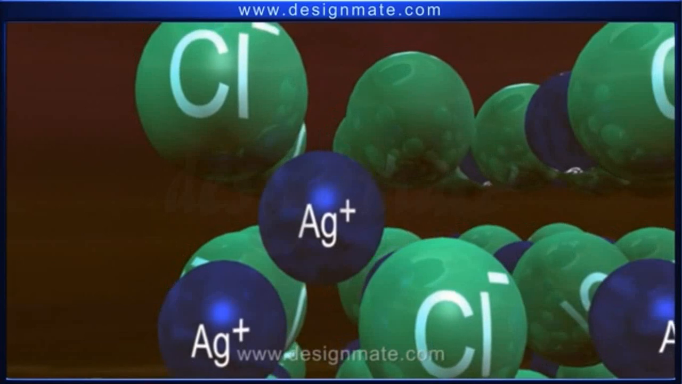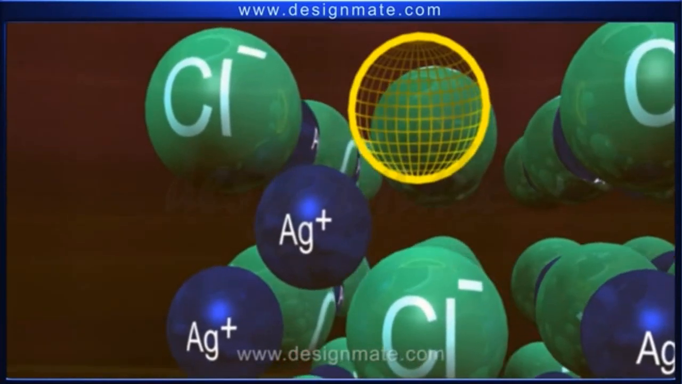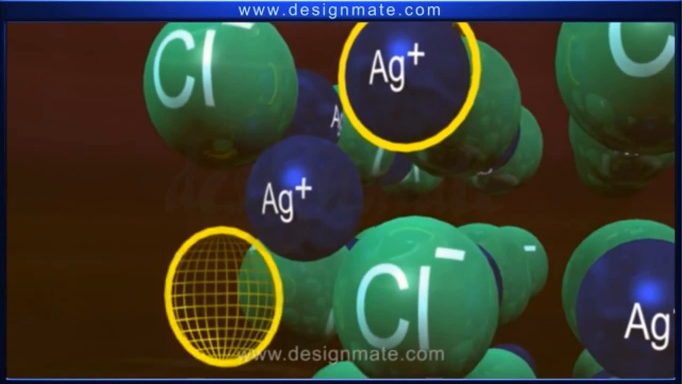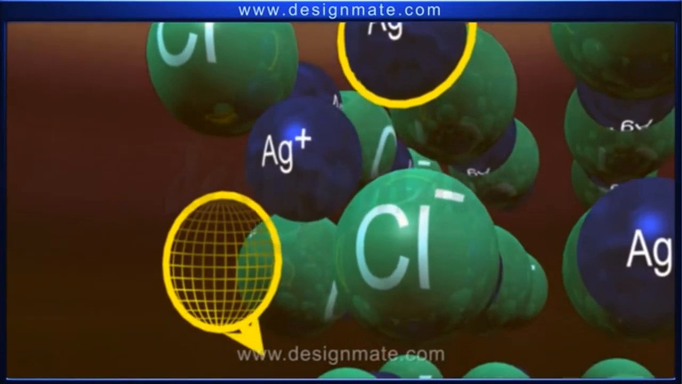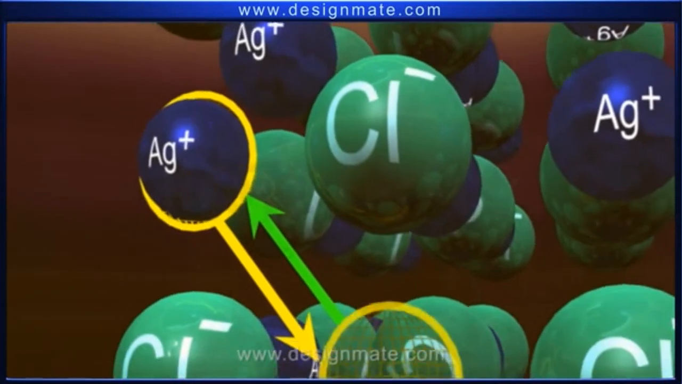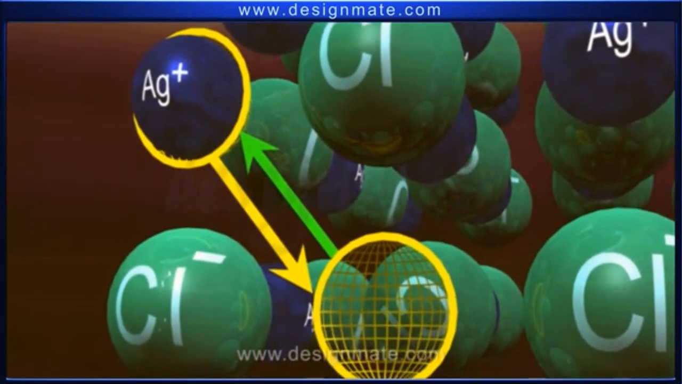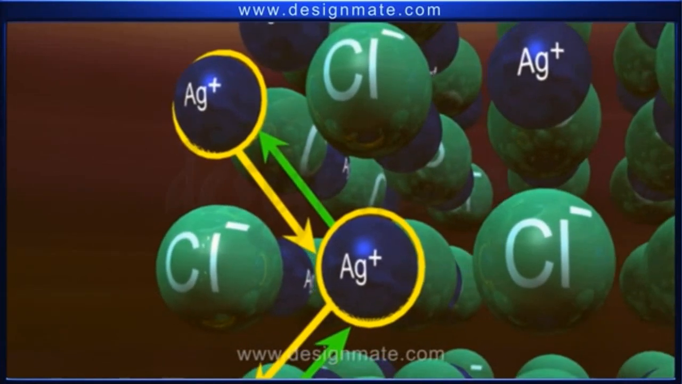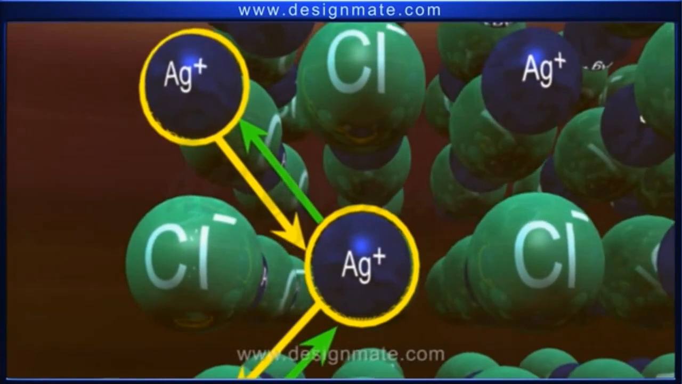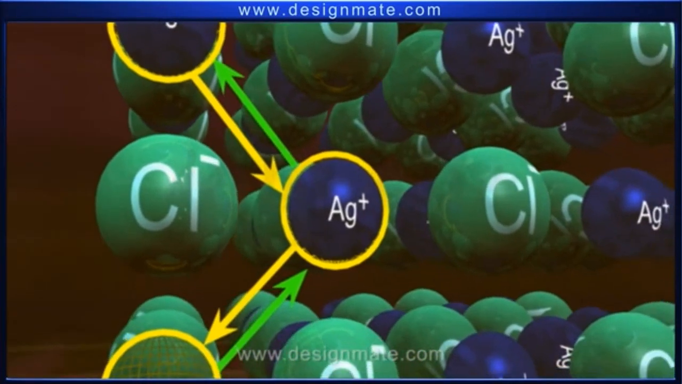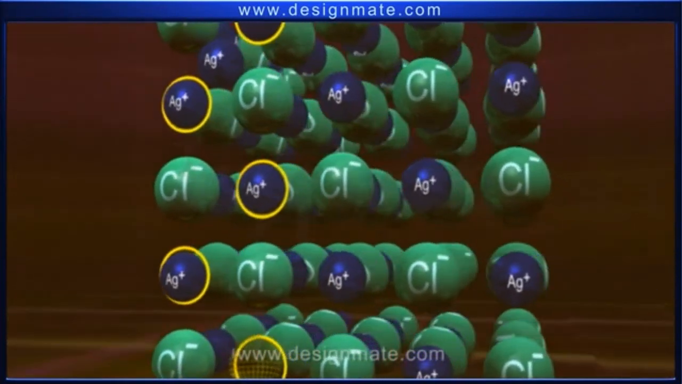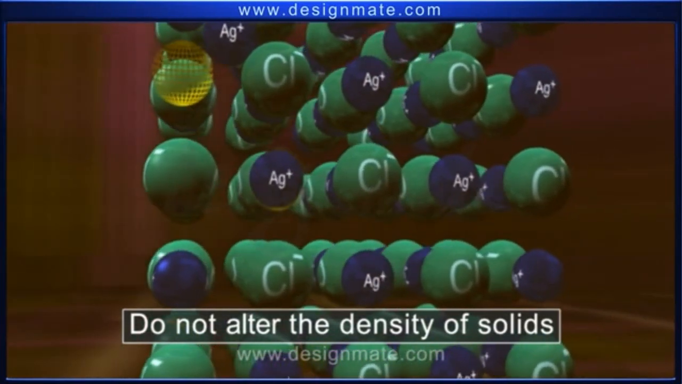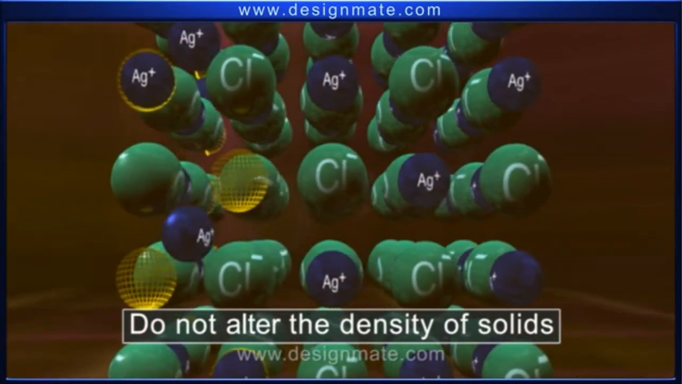This creates a hole in the lattice, which is filled up by a neighboring ion. Due to this, a new hole is created which gets filled up by another ion. Thus, delocalization of ions and corresponding movement of holes, which is shown by yellow circles, take place in opposite direction inside a crystal. This takes place throughout the solid. Frenkel defects do not alter the density of solids as ions only interchange their positions.